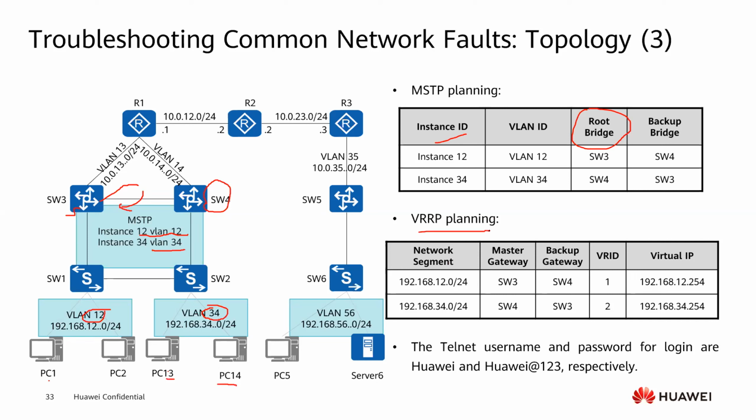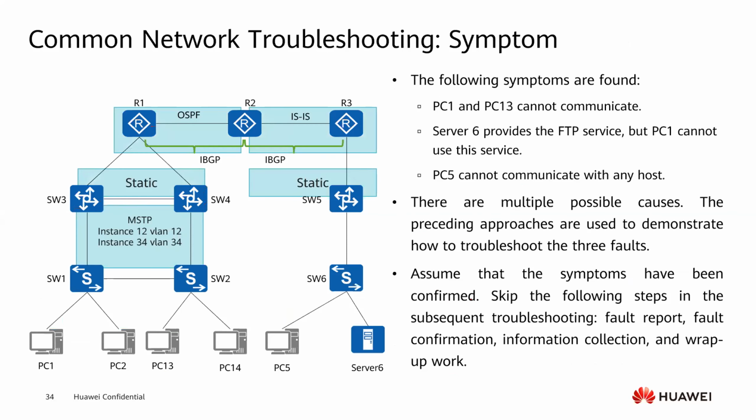Here is the VRRP planning. For SW3, the virtual IP is this 254 for this segment, also 254 for the virtual IP address. And for the other devices, the telnet name is Huawei and the password is Huawei123.